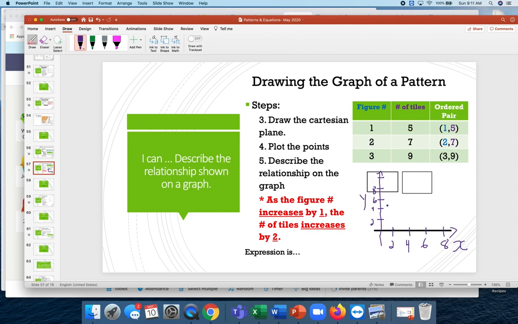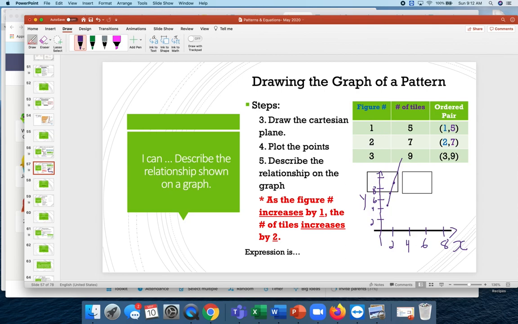Then our next one, we have 2, 7. Okay, so I'm at 2, and then I've gone up here to 7. And then the next one is 3, 9. So 3 would be in the middle, and then 9 would be, look at this, cool. There we go. And then I could connect my dots, and then this is gonna show my pattern. If we're predicting, it's probably gonna continue like this. Okay, there you go, fancy.